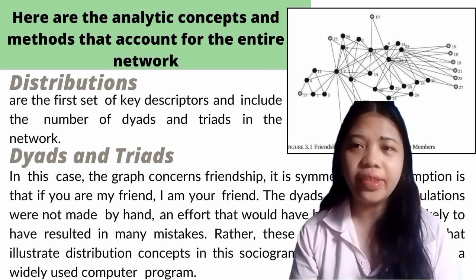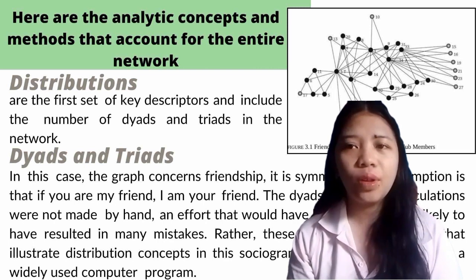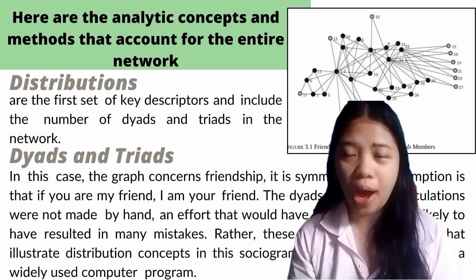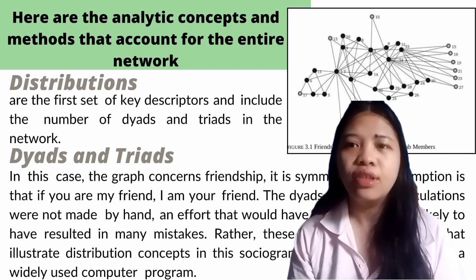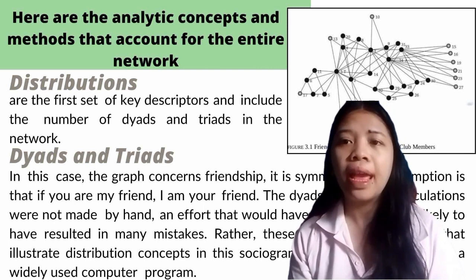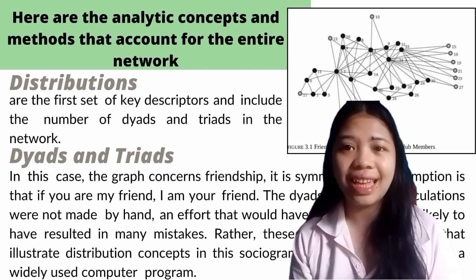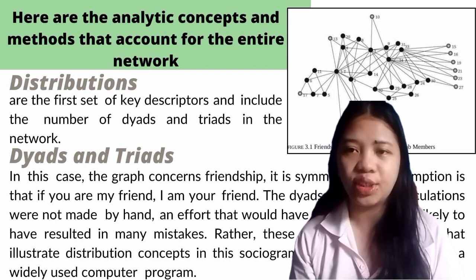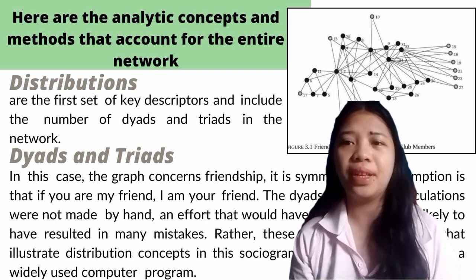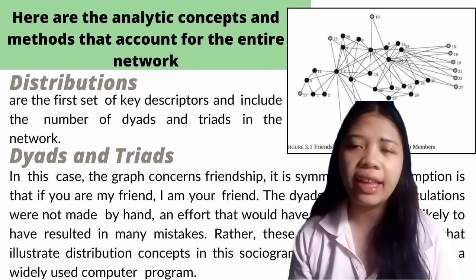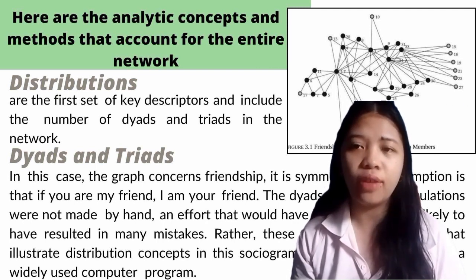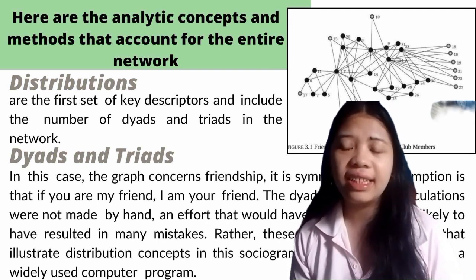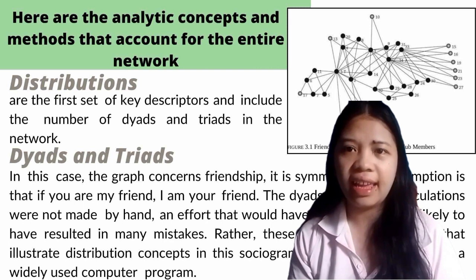So next we have the dyads and triads. Again, when we say dyads, it consists of 2 items. And when we say triads, it consists of 3 items. So if you were to look at the sociogram, it is a combination of both dyads and triads, in which it is symmetric, meaning to say the idea here is that if I am your friend, then you are my friend. Or if you are my friend, then I am your friend. So that is an example of symmetric dyads and triads.